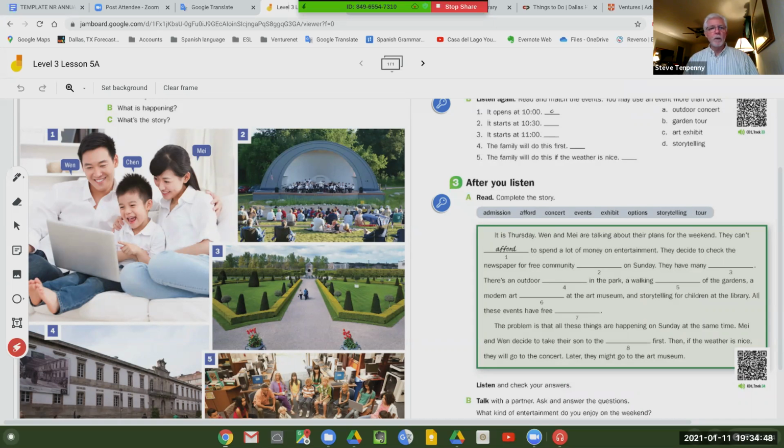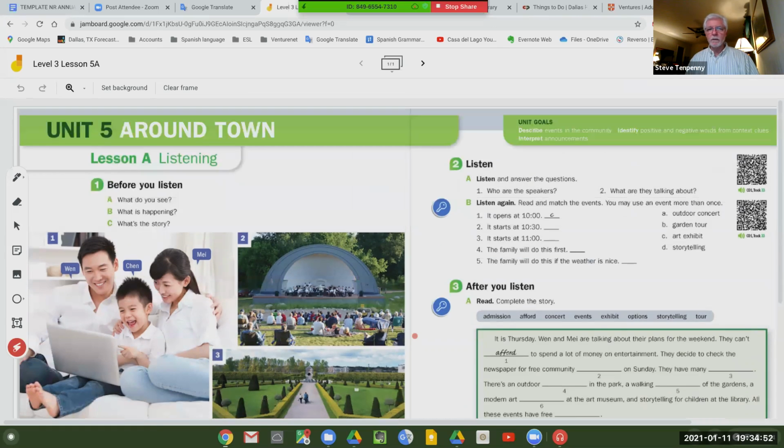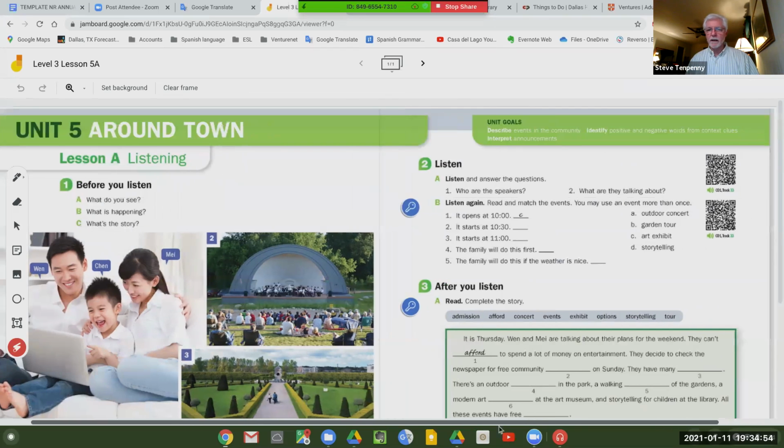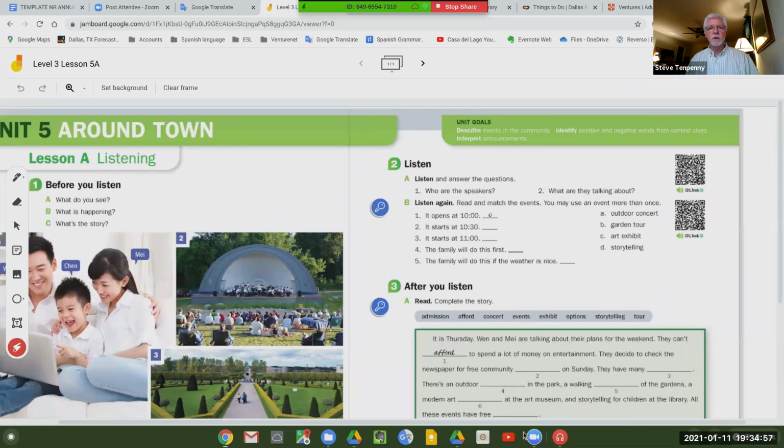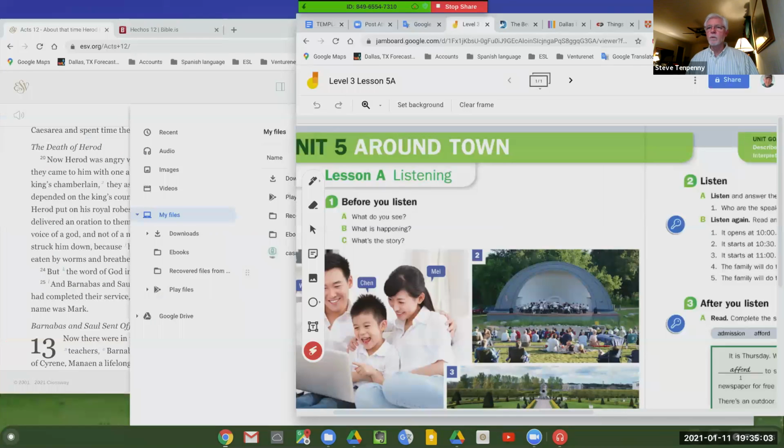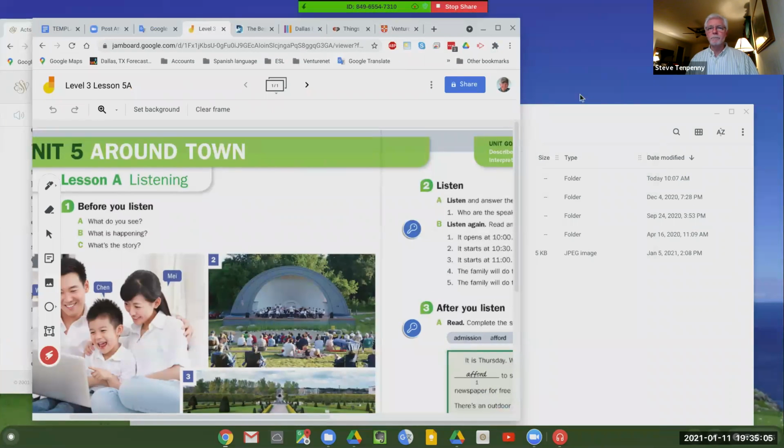Let's see. Before we do a listening exercise, though, I want to show you on my screen. Let's see if I have to reduce this a little bit. There.